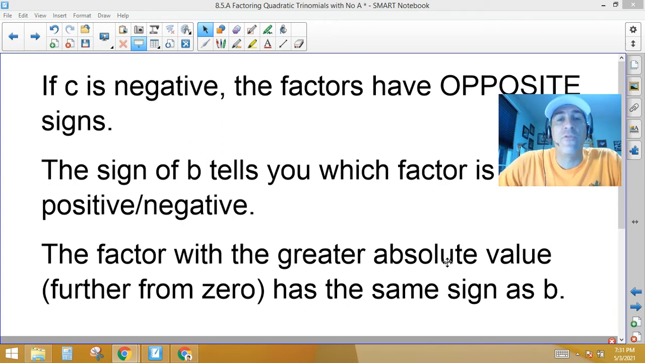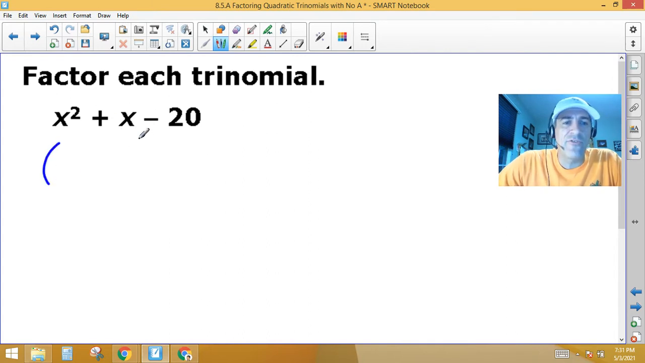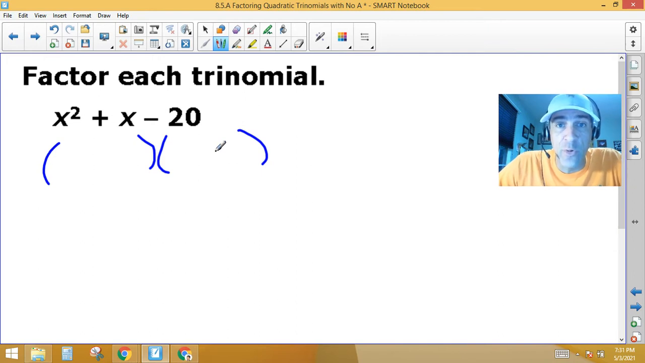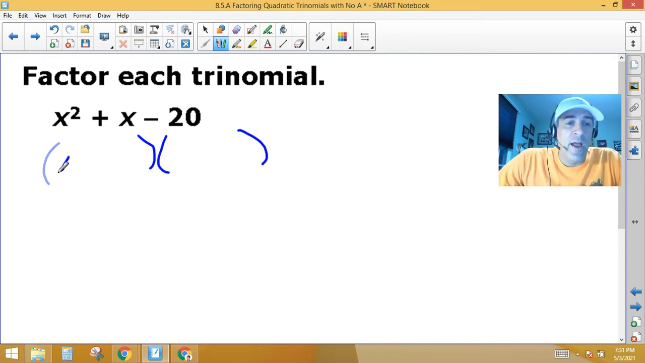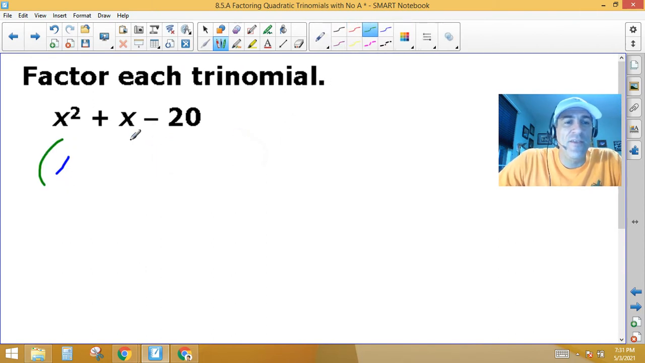Okay, I'm going to make 4 examples here. I'll do one, then I'll give you one to try. I'll do one, then I'll give you another one to try, to make sure it's clear. So this is the one I'm going to do. Factor this trinomial. And remember, factoring it means I'm going to have it broken down into 2 binomials.